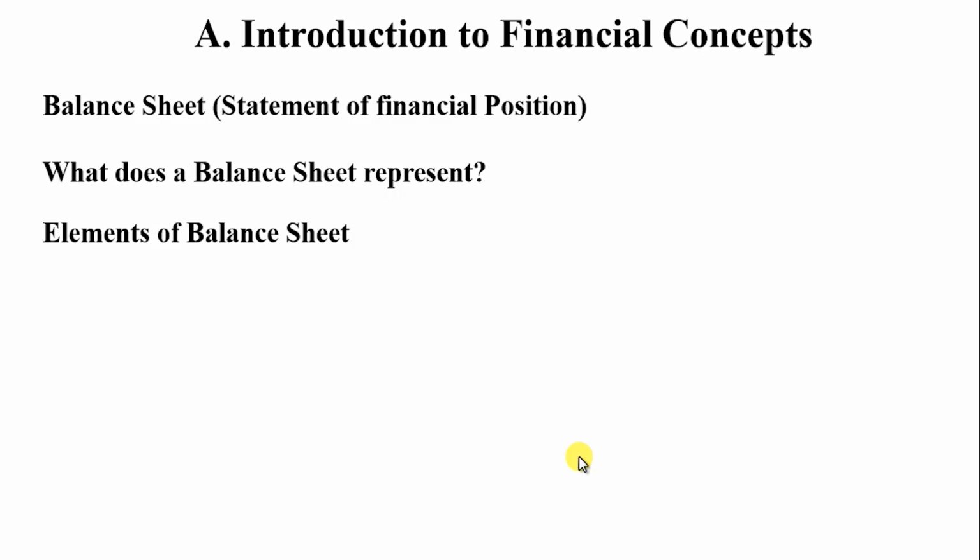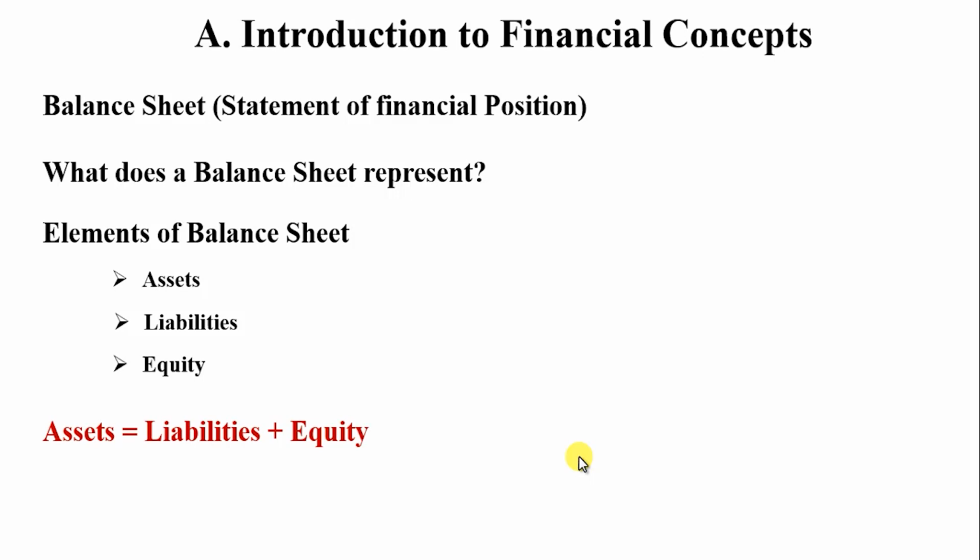The elements of balance sheet are assets, liabilities, and equity. And there's a golden rule: there's a relationship defined between the various elements of the balance sheet, which is that assets will always be equal to your liabilities plus your equity. Basically, this means that all the assets are going to be financed by your liabilities and your equity. Equity is basically the owner's money, stockholders' equity.